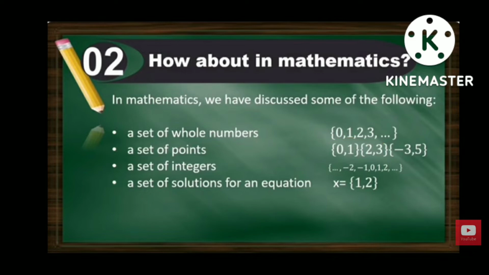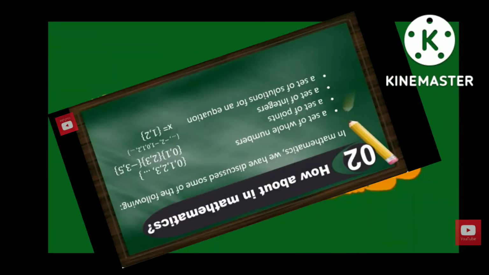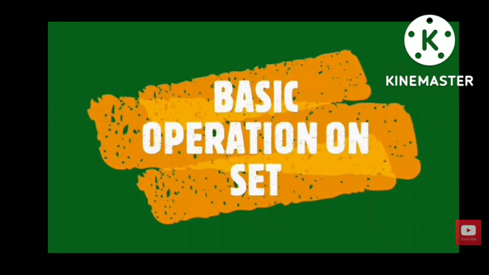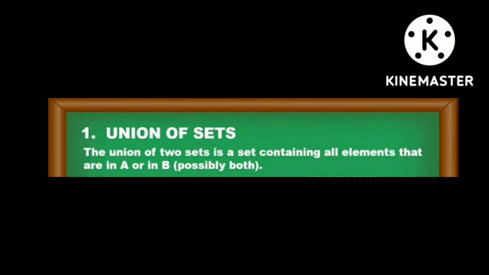In mathematics, examples are a set of whole numbers, a set of points, a set of integers, and a set of solutions for an equation. For example, take a set of whole numbers 0, 1, 2, 3. First is the union of sets. What is the union of sets? The union of two sets is a set containing all elements that are in A or B, or possibly both.